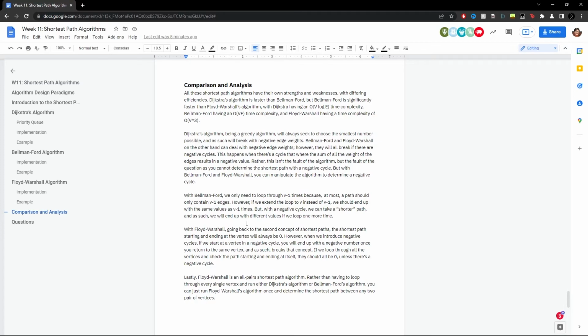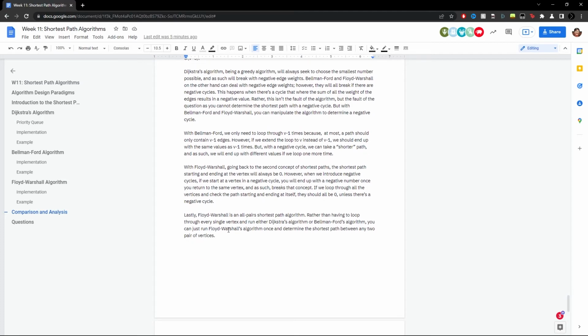With Floyd-Warshall, on the other hand, going back to the second concept of shortest path, the shortest path starting and ending at the vertex will always be 0. However, when we introduce negative cycles, if we start at a vertex in a negative cycle, you'll end up with a negative number once you return to the same vertex, and as such, that breaks that concept. So if we loop through all the vertices and check the path starting and ending at itself, they should all be 0, unless there's a negative cycle in the question.